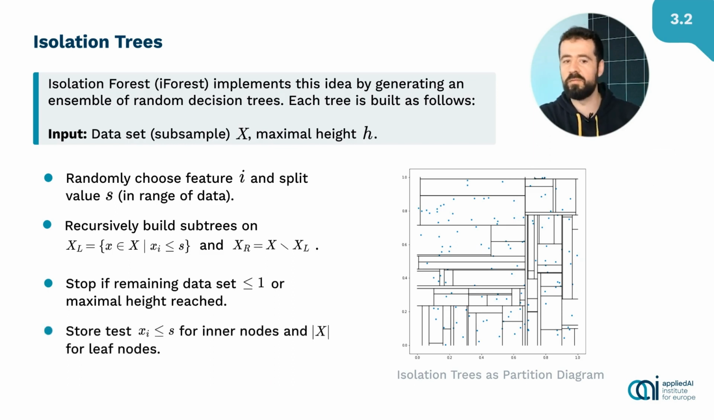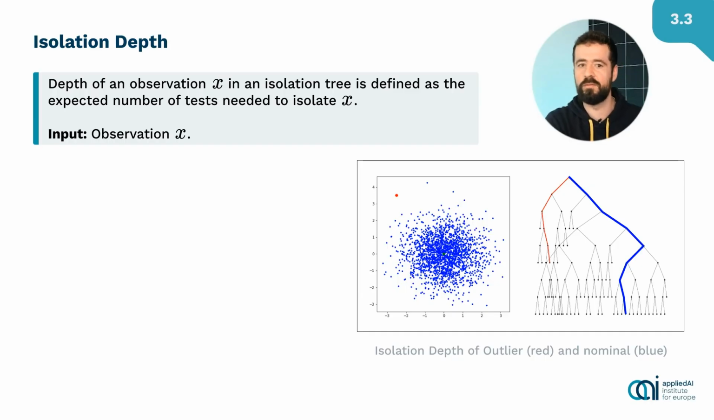So finally, we need to store all the tests that we use in the inner nodes of the tree and the number of remaining data points in the leaf of the node. In the following, we are going to talk about how to compute a score from that. Alright, now that we have an isolation tree, we can see how to compute an anomaly score from that.